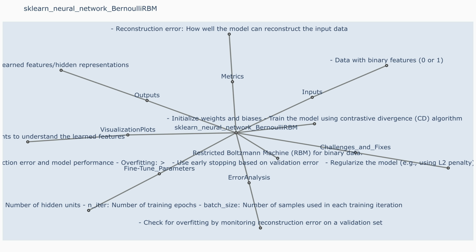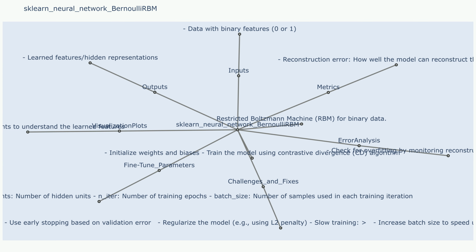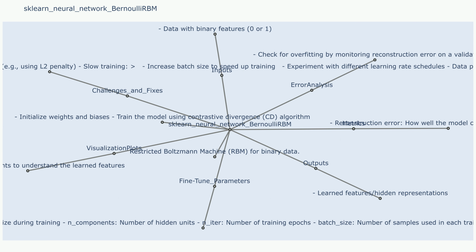sklearn, Neural Network, Bernoulli RBM. Description. The Bernoulli Restricted Boltzmann Machine (RBM) is a generative stochastic neural network that learns a probability distribution over its inputs. It consists of two layers: a visible layer representing the input data and a hidden layer representing latent features. The RBM learns to reconstruct the input data by minimizing the difference between the input and the output of the model. The model is trained using contrastive divergence, which is an approximation of the gradient descent method.